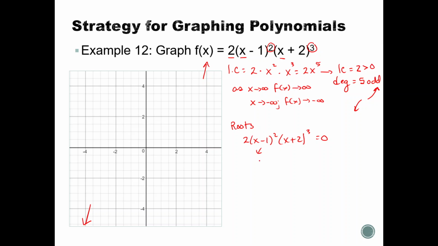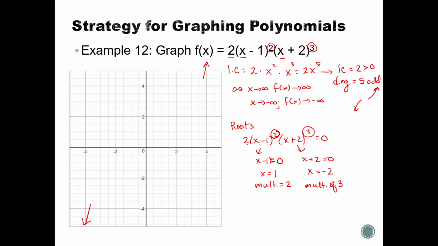Take each factor and set it equal to 0. And I'm going to note their multiplicities. Okay, so x equals 1 has a multiplicity of 2. x equals negative 2 has a multiplicity of 3.